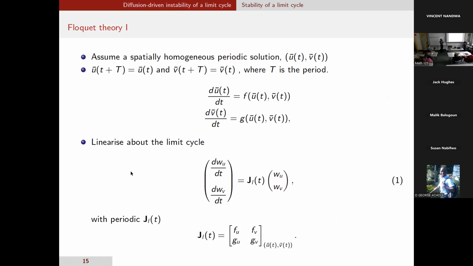We can linearize this system about the steady state, and then we get this. I skipped a lot of steps. When you linearize, you get this part, where J is the Jacobian evaluated on the limit cycle. J is not constant anymore, it is time dependent. And if the solutions are periodic, J will also be periodic with the same period T. So by Floquet theory, although J is periodic, the solution might not be periodic anymore. We might have periodic or non-periodic solutions.